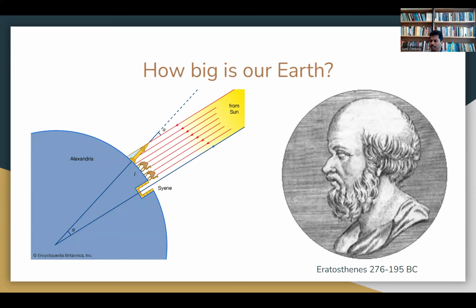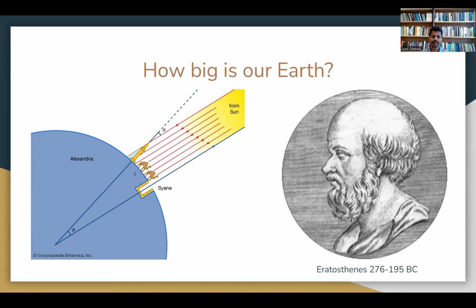It was done by Eratosthenes, who was the chief librarian of the Great Library of Alexandria during that time period, 276 to 195 BC. And Alexandria was the intellectual hub of the ancient world. People from all around the world would go to Alexandria to study. So there would be lots of scholars, books, discussions. So it was the hub.